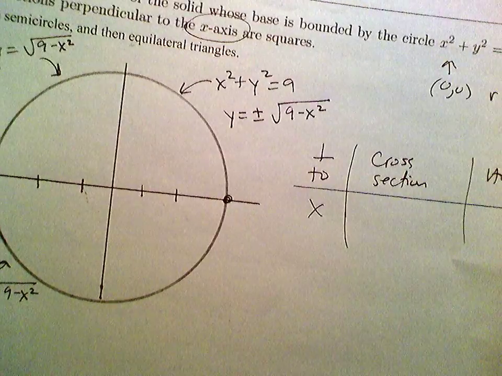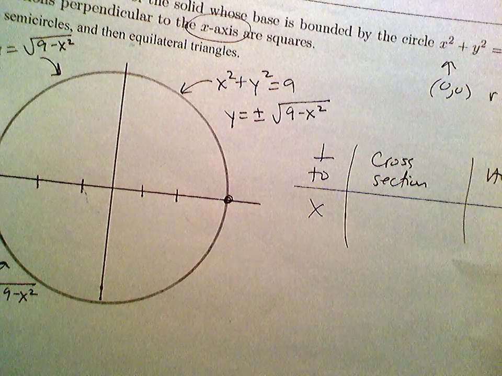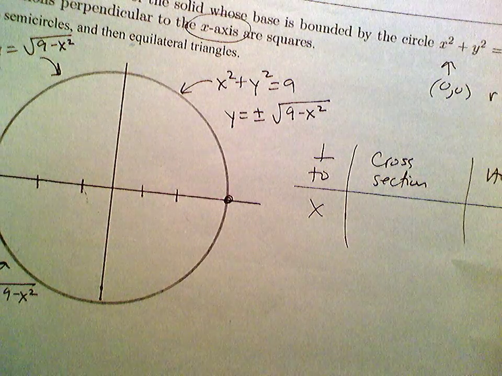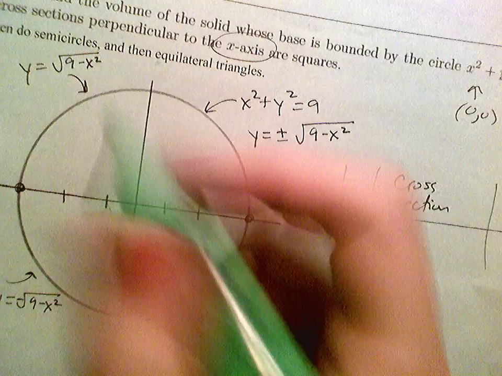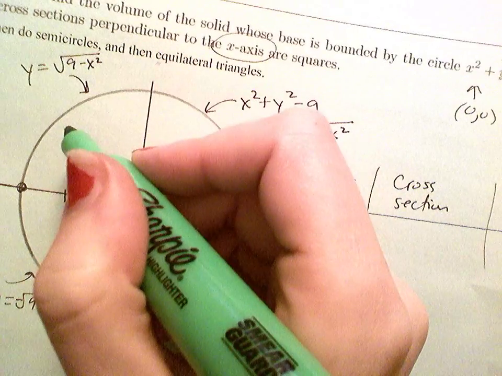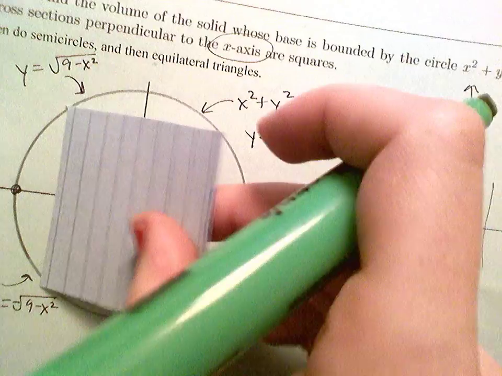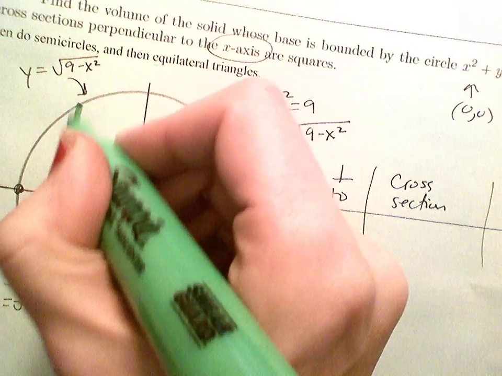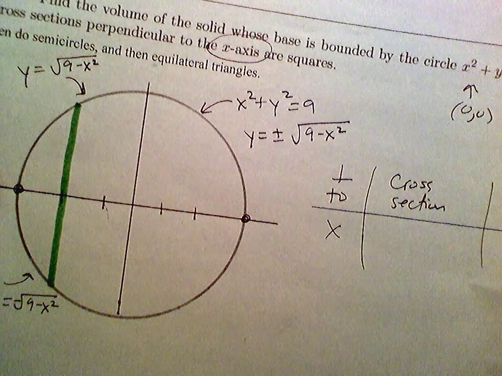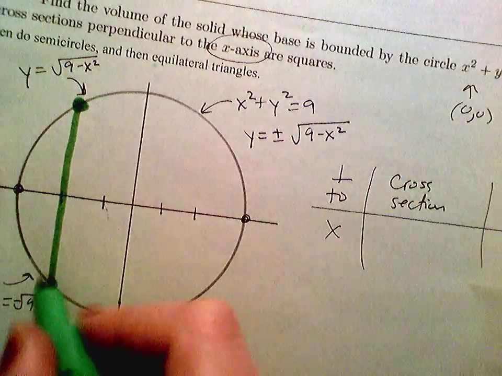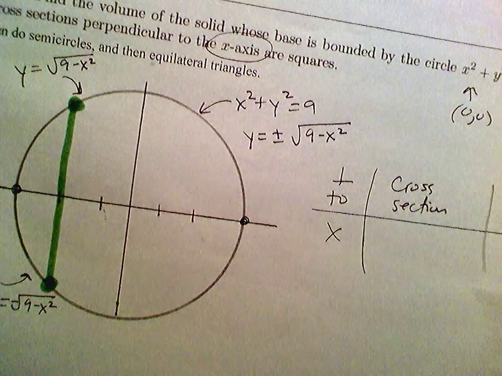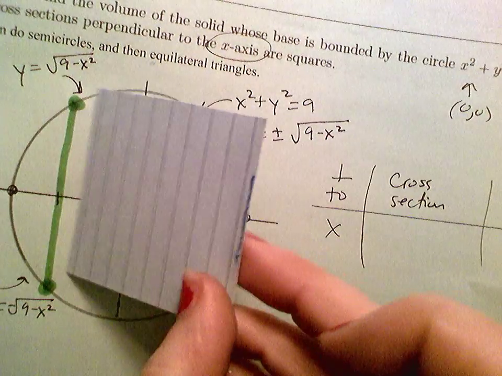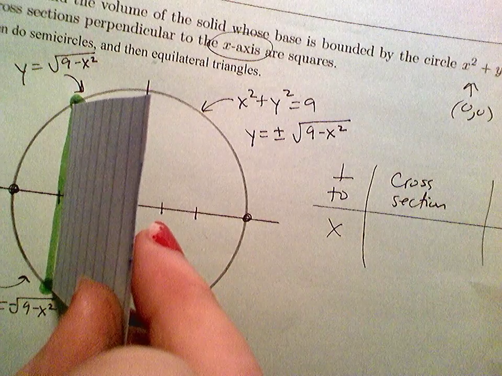Okay, so now cross sections. Let's let this represent the base of that cross section. That's the base of this cross section right here, jutting out of the paper.